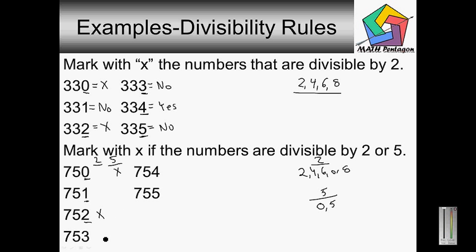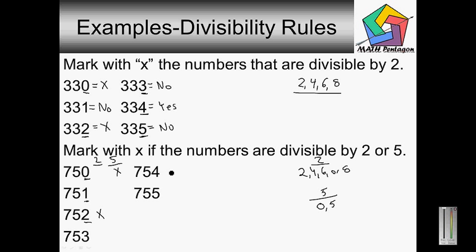For 753, is it divisible by 2 or 5? Well, is it divisible by 2? No, because 3 is an odd number, so this is not it. It's not divisible by 2. Is it divisible by 5? No, because it doesn't end in 0 or 5, so you don't put any X's for that one.